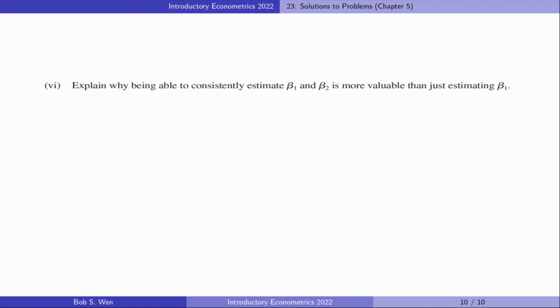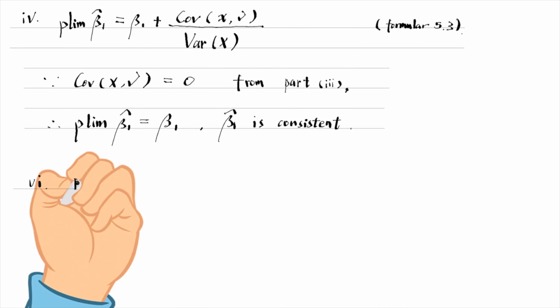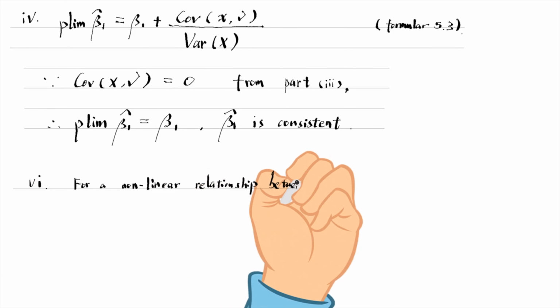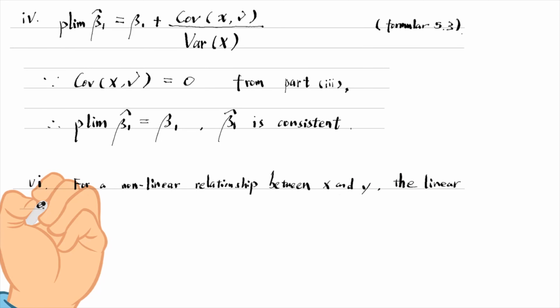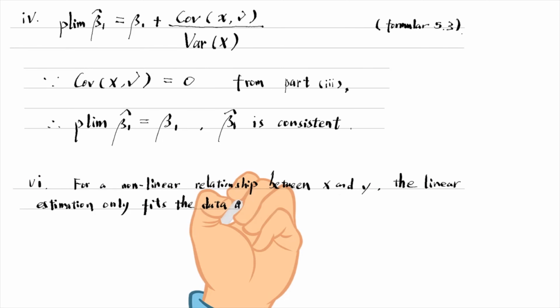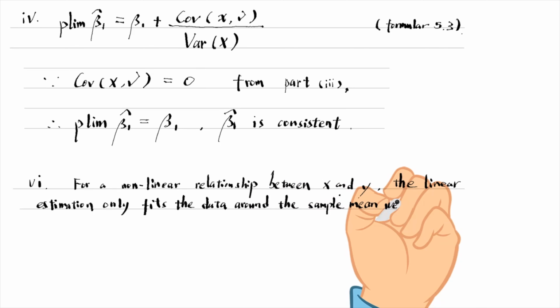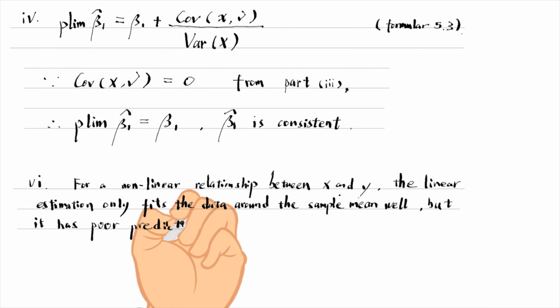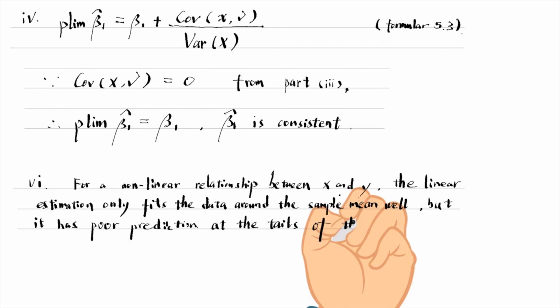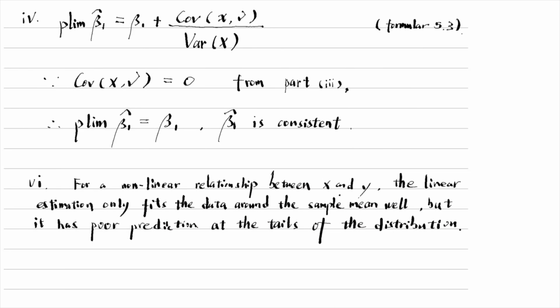The last question. For a nonlinear relationship between x and y, the linear estimation only fits the data around the sample mean well, but it has poor prediction at the tails of the distribution. So, being able to consistently estimate beta 1 and beta 2 is more valuable than just estimating beta 1.